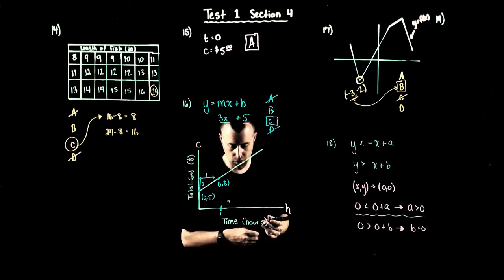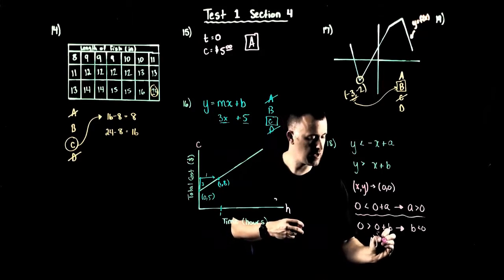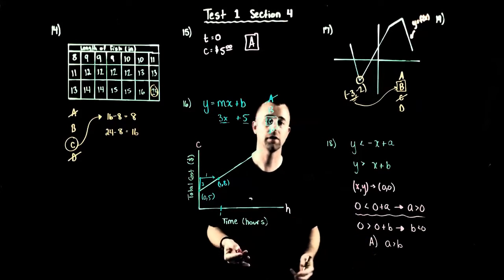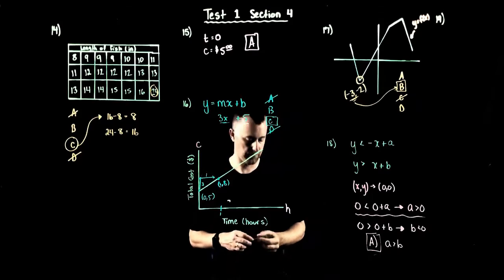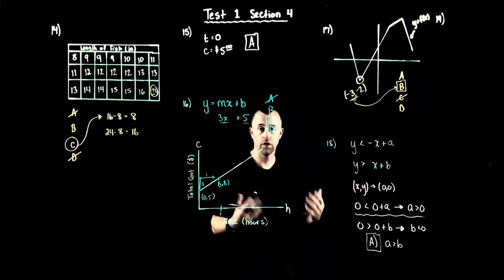If you look at answer choice A, it says that A is greater than B. Well, if A is positive and B is negative, obviously A is going to be greater than B. So number 18 is going to be A. That's all you got to do there. Just got to know to plug in that x and that y value to get it in terms of A and B.